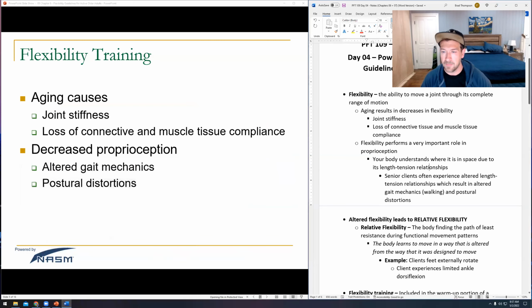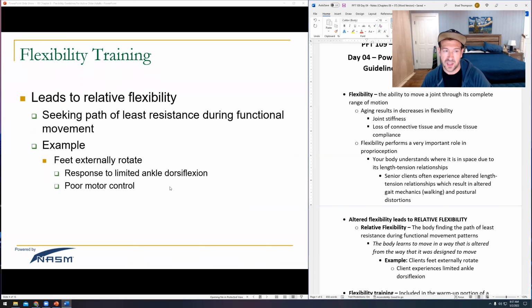And now we've got this really bad situation where we're dragging our skeletal system around in a length that really shouldn't be it, right? So your body understands where it is in space. It has length tension relationships, and it uses those length tension relationships to understand body position. So what will happen is we alter our proprioception. We lose our ability to understand what position our body is in when we screw up our length tension relationships. And what that does is it messes up our balance, it leads to all kinds of problems.